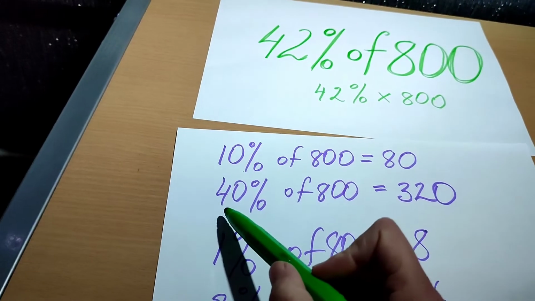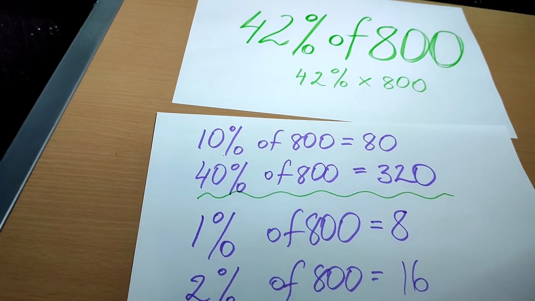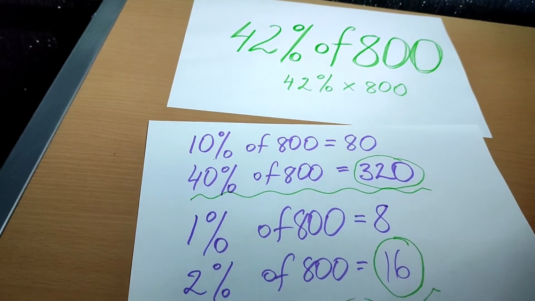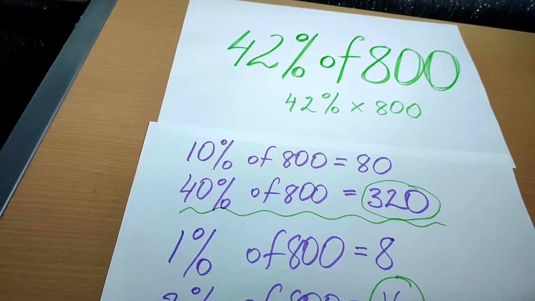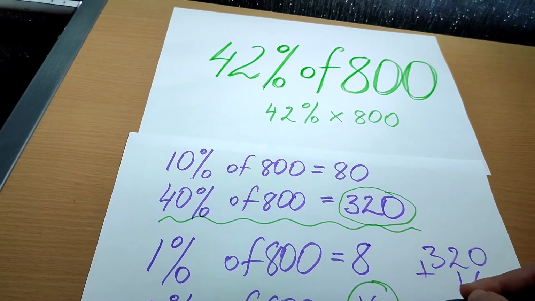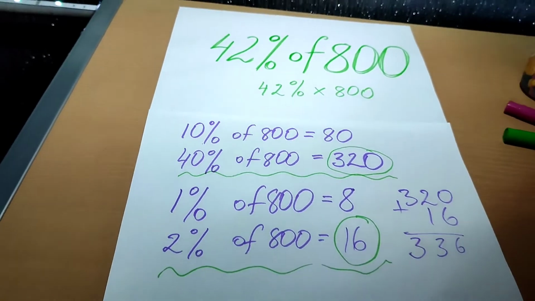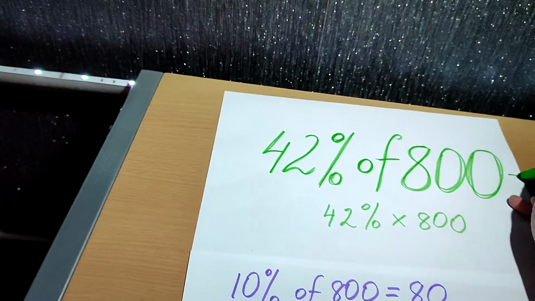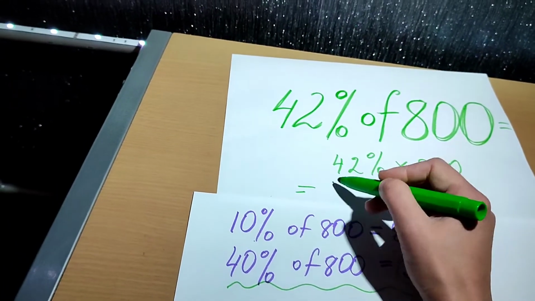So we know 40% of 800. We know 2% of 800. That's 40%. That's 2%. Can we find 42% of 800 now? Yes, we can. We can add these two numbers together. And we're going to get 336. So 42% of 800 equals 336.